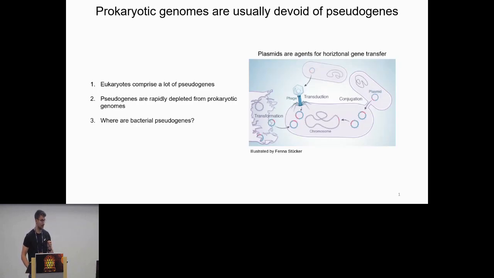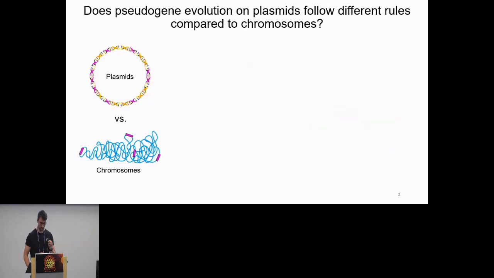But there are also plasmids, and many prokaryotes carry plasmids, and they are genetic extrachromosomal elements. And they are known for being agents of horizontal gene transfer, as they are often self-transmissible via conjugation. Such plasmid traits like the plasmid mobility may explain why genetic alterations are different between plasmids and chromosomes. And therefore, we wanted to elucidate whether pseudogene evolution on plasmids follows different rules compared to chromosomes.